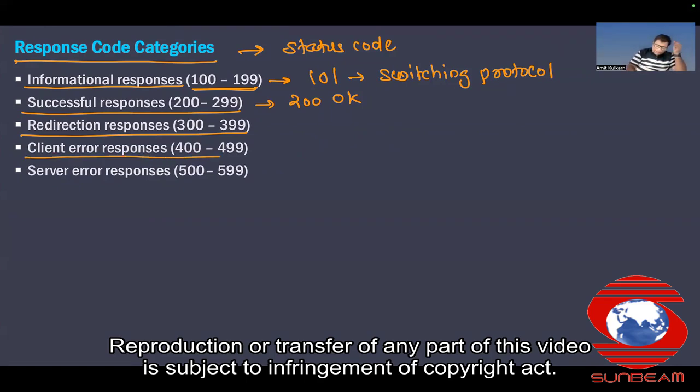The client error, very popular. 400 means something has gone bad. It's called a bad request. 401 unauthorized. 403 forbidden. 404, that's what I just showed you right now, file not found or resource not found. 405 method not allowed. So there are many different options available there, which will tell you something has gone wrong and the error is not of the server, the error is of the client. This is called the client error message.